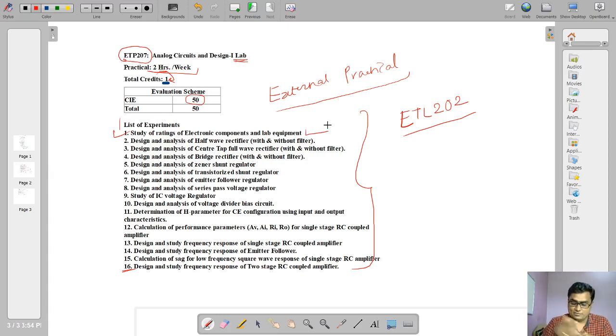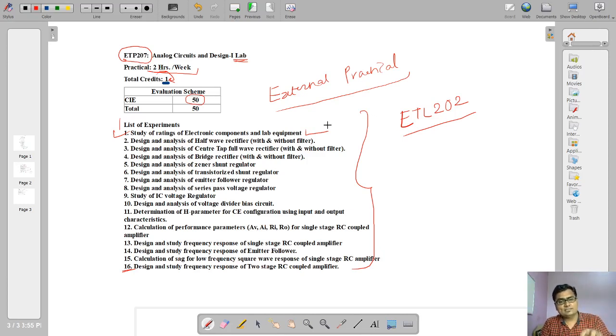Now, I hope it is clear why the first experiment is related to components and lab equipments. You must be very clear. You should be well aware of what is there in the lab, how to use them, and what the components are. So even if you are doing some mini project and you need some components, you go to the market and you should be able to purchase that component with the correct ratings. That is important.